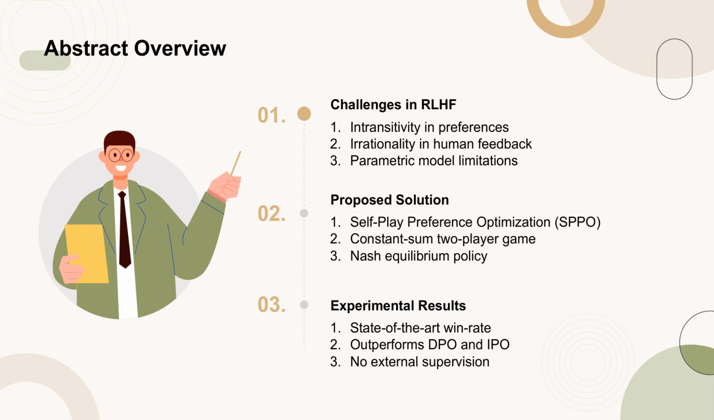human preferences, which parametric models like the Bradley-Terry model fail to adequately capture. To address these issues, the authors propose a self-play-based method called Self-Play Preference Optimization, SPPO. This method frames the problem as a constant-sum two-player game aimed at identifying the Nash equilibrium policy. SPPO approximates this equilibrium through iterative policy updates and has a theoretical convergence guarantee.